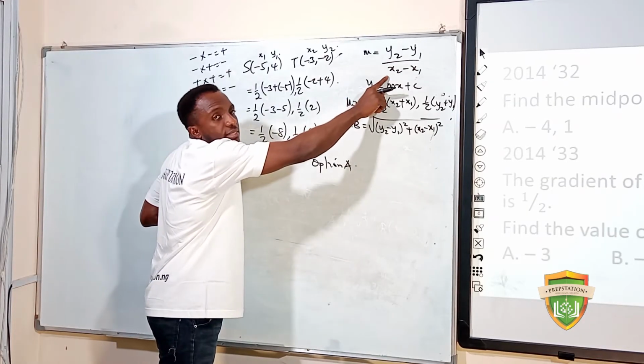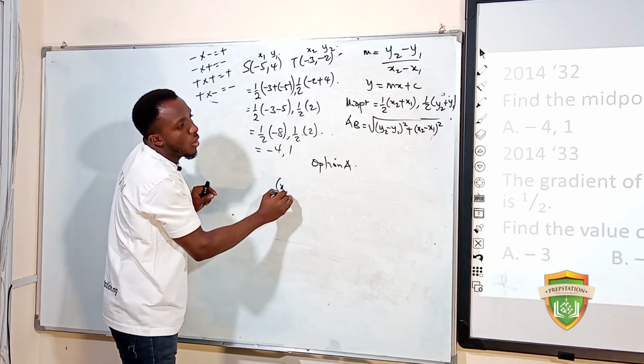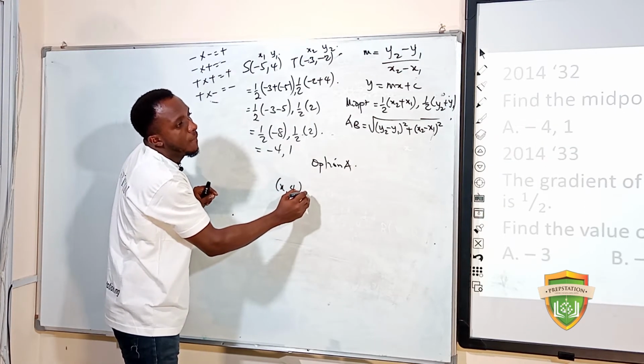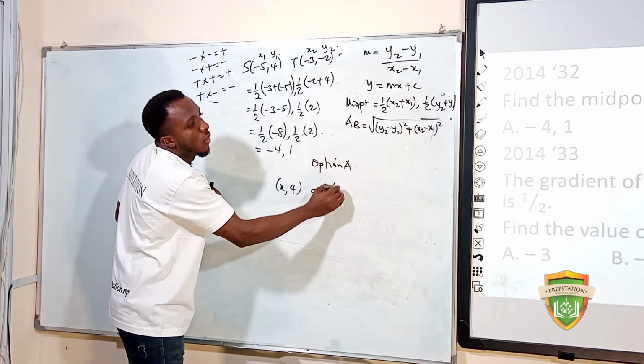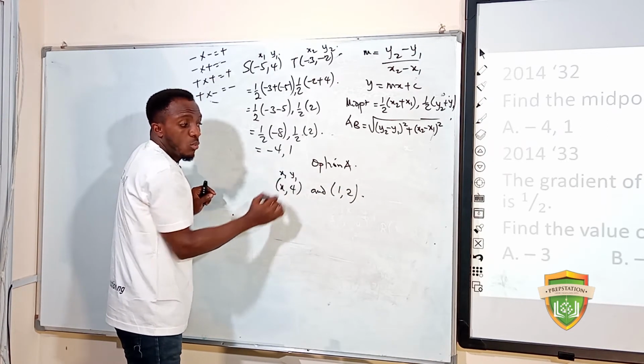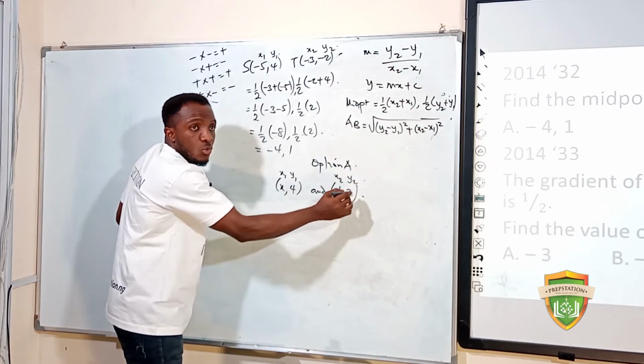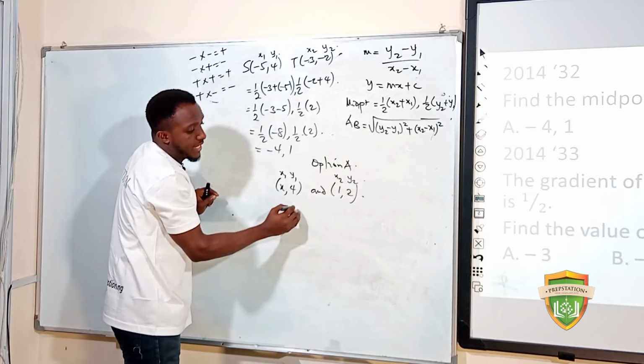Can you see the gradient? Formula is here. So let's have the line. The coordinates of the line are (x, 4) and (1, 2). So if this is my x1, this will be what? y1. If this is my x2, this will be y2. What's the formula for gradient?